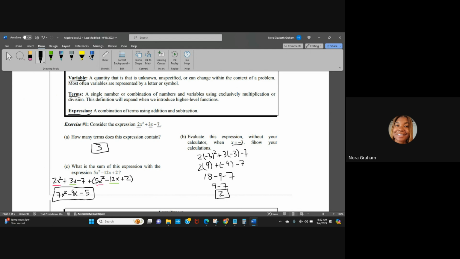I can't combine any more like terms because 7x squared has a different variable than the negative 9x. So I can't combine those. Okay. And this 5, that's just a constant. I can't combine that. So that's as far as I can go with simplifying that expression. Right.